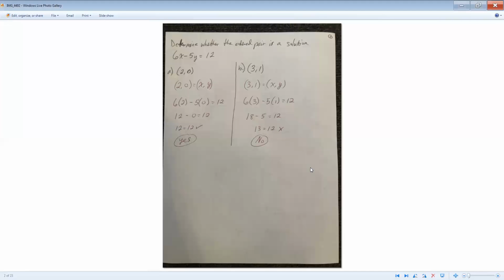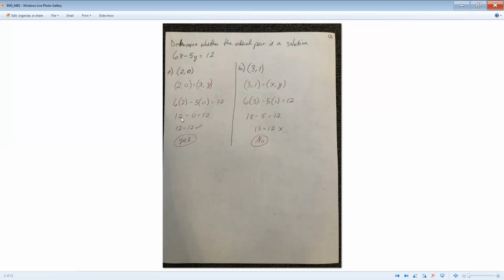One more thing in this section: determine whether the ordered pair is a solution. So they give us the equation 6x minus 5y equals 12, and they give us the ordered pair 2, 0. That means 2 is x because that's the first component, 0 is y because that's the second component, and we plug them in accordingly. So since we have 6x minus 5y equals 12, that means we have 6 times 2 minus 5 times 0 equal to 12. And if that ends up being a true statement after we simplify it, then that ordered pair would be a solution.